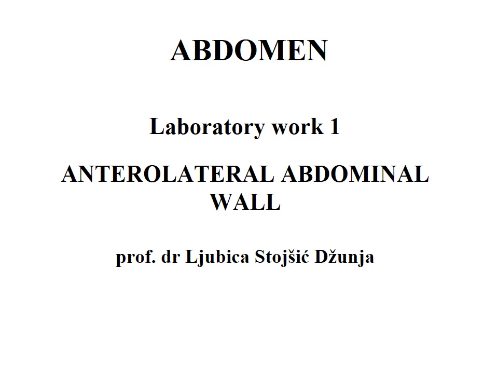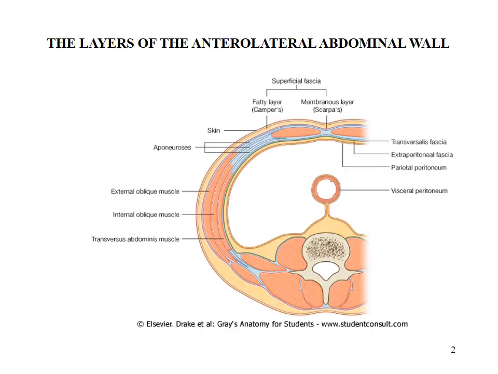Hello, this is the first laboratory work about the anterolateral abdominal wall. The anterolateral abdominal wall is formed by different layers. The superficial layer is skin, then superficial fascia, then the third layer is the muscular layer, muscles and aponeurosis, then transversal fascia, and the innermost layer is parietal peritoneum.